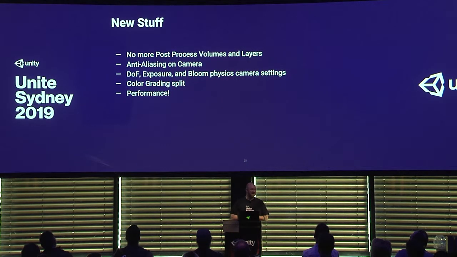Anti-aliasing is directly on the camera now, so it's much easier to access. Things like depth of field, exposure, bloom are all physically affected by our cameras. We're going to see that color grading, I don't know if you all remember color grading, it was probably our biggest and most in-depth post-processing effect. Color grading has grown even more with more and more stuff. And to keep things manageable, it's actually been split up into like 8 different post-processing effects.